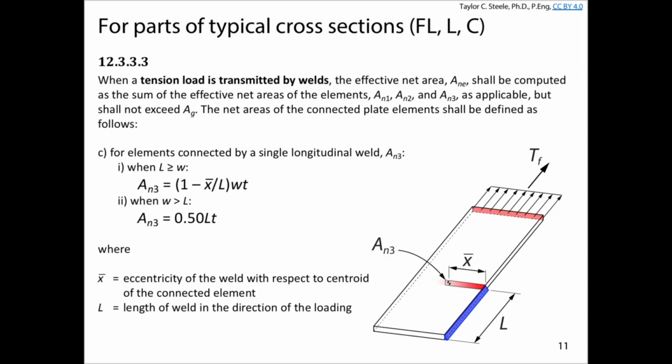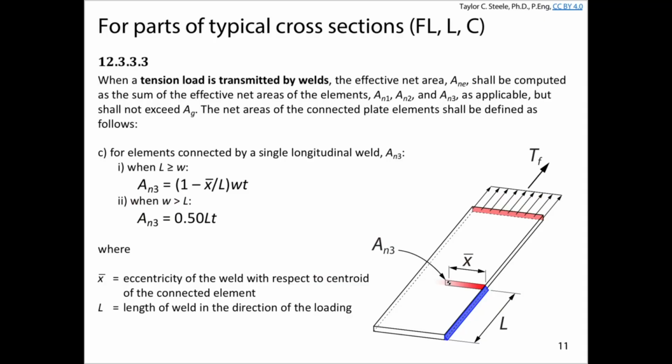The last one is not something you would ever do for a flat bar by itself. We'll see how this applies in a second. But if you have a flat bar or a component of a cross-section that's only connected by a single longitudinal weld, then we basically have a couple different situations here.